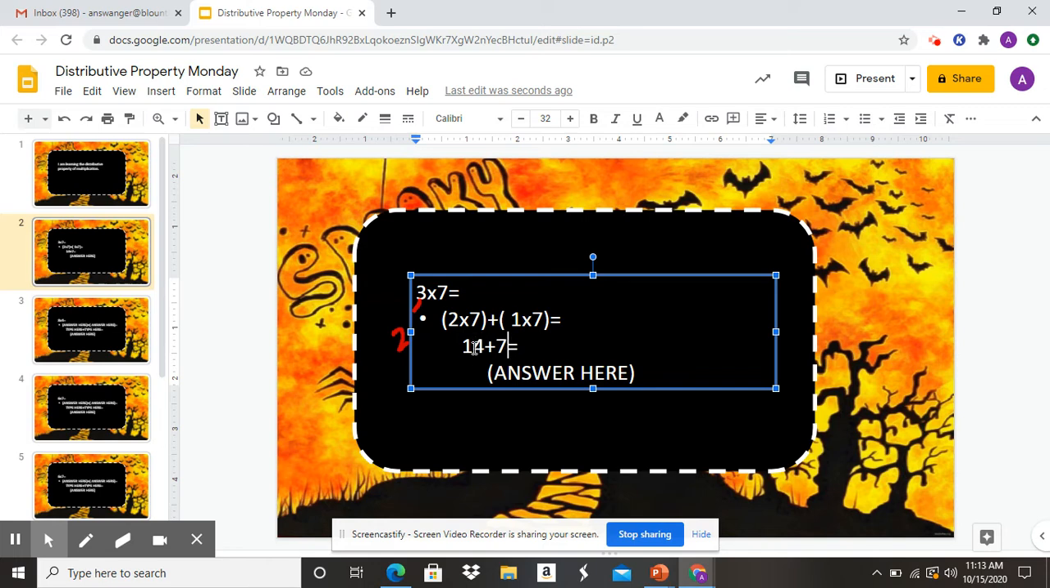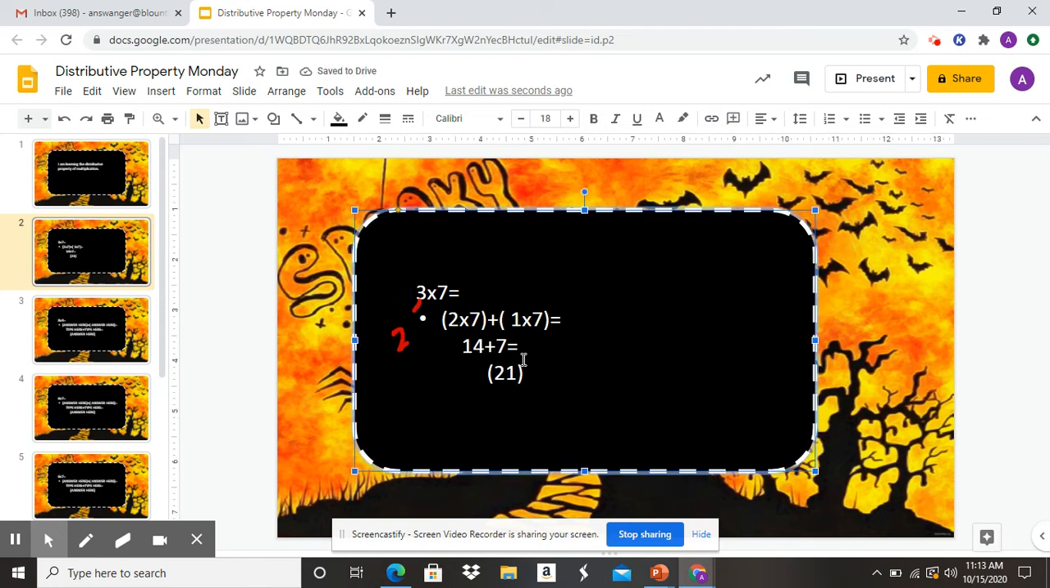Now you need to add 14 plus 7. So what's 14 plus 7? You can count on. That's 15, 16, 17, 18, 19, 20, 21. So what's the answer to 3 times 7? The product of 3 times 7 is 21. And you solved that today by decomposing and breaking apart that 3 into 2 and 1.